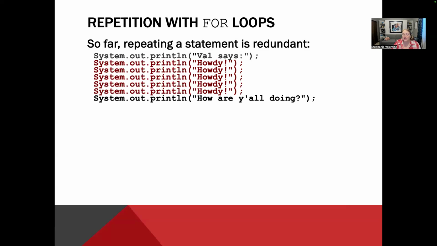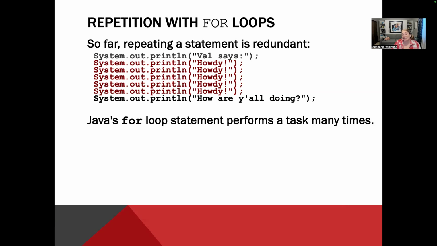We don't want that. So Java's for loop comes to the rescue. It is called a for loop. You can think of it as like, do this for 7 iterations, something like that.